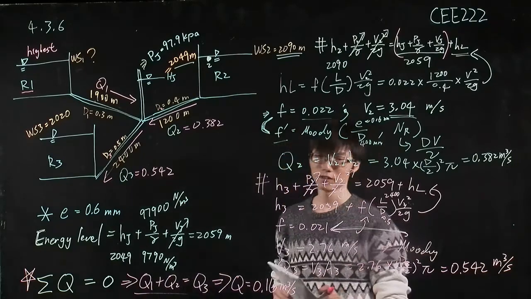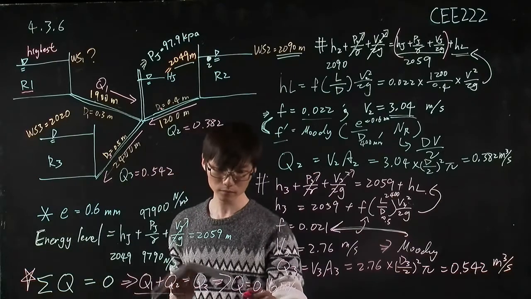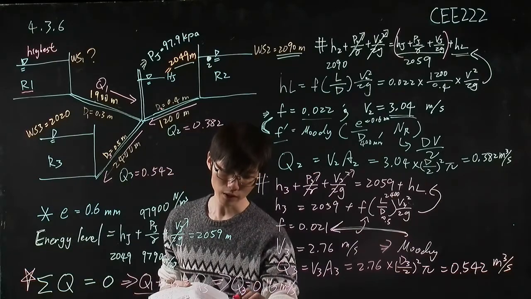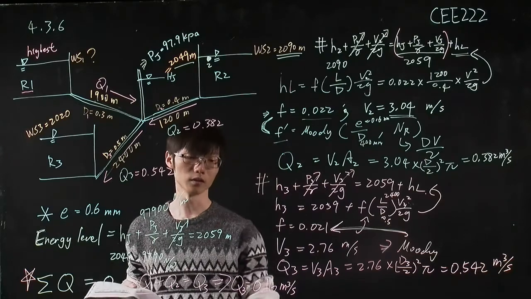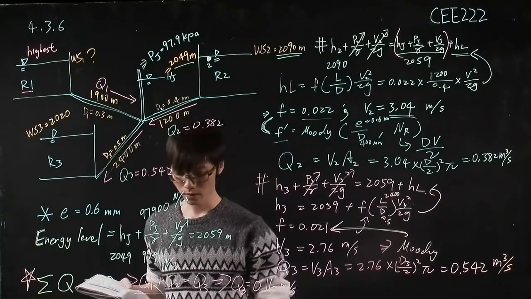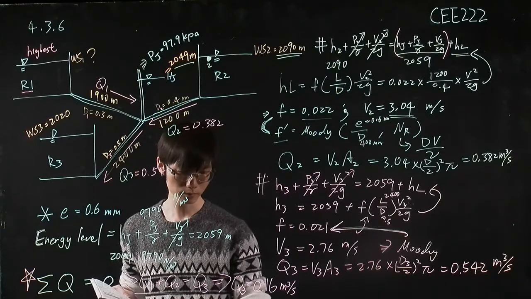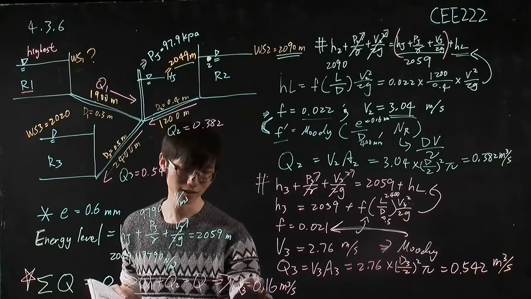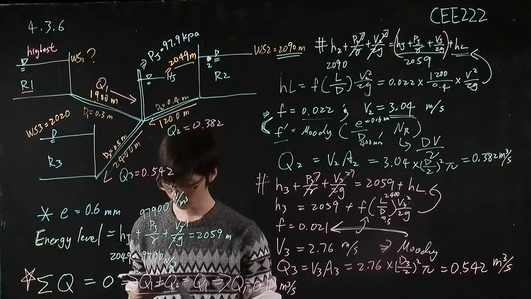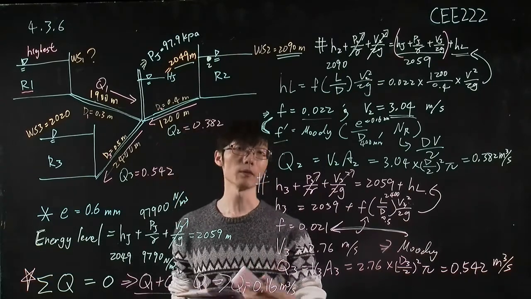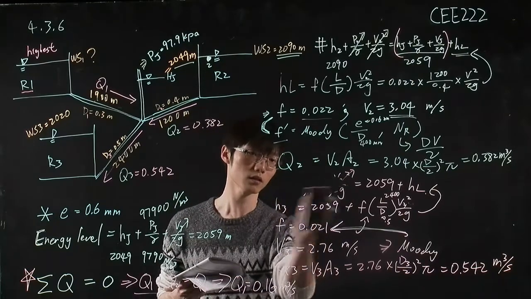And now we know the flow rates for this Q3. We can further calculate. Oh, that's too low for you guys. Let me. Oh, wrong. This is Q1. Okay. Let me erase this part so I can do the rest of the calculation.